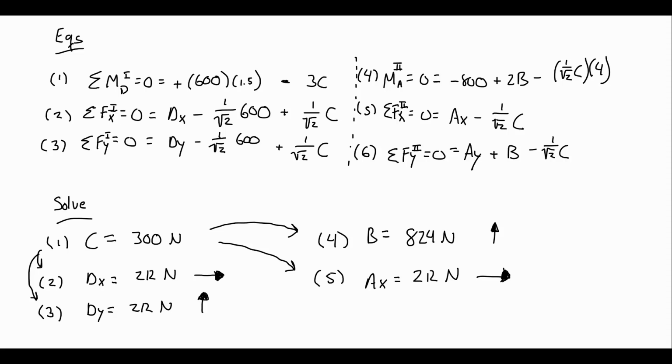And I'll make that a little bit cleaner here. And finally, 6, I need C and B. So just so it's clear where I am getting this, AY is then easy to find, is a negative 612 newtons. I assumed it was up, it's negative, it's actually then pointing down.